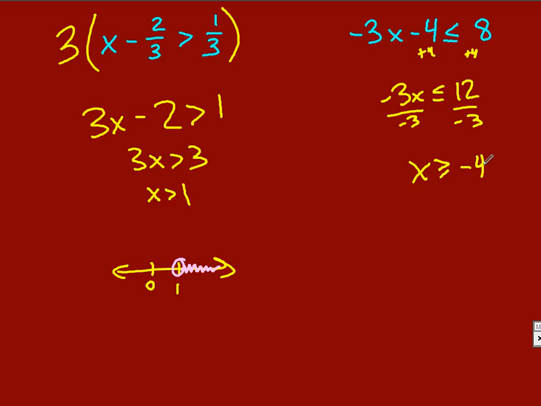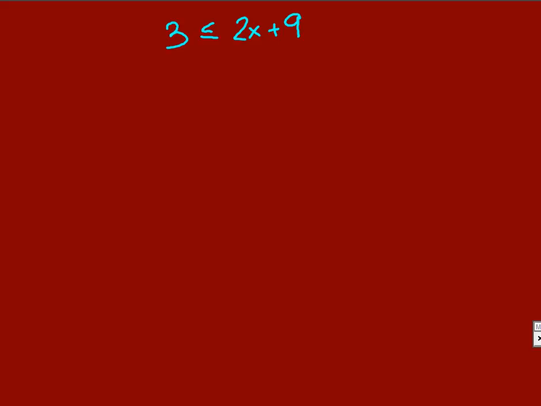It's not because I got a negative for an answer. It's because I divided by a negative number. So your number line, negative 4 with 0. And I'm shading with a closed circle off to the right. All right, here's another example.